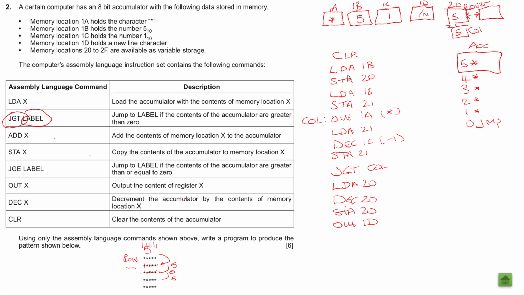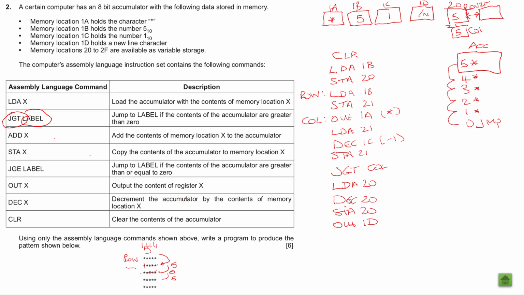Load 1B, so we load 5. We then store 5 in 20. That's the precursor for these two. And then we load 1B. So this is where I would put row, because we're going to load 1B into the accumulator to start the countdown of the columns, and that's where that starts there, countdown of the columns. And then you carry on and output your 5 stars again.